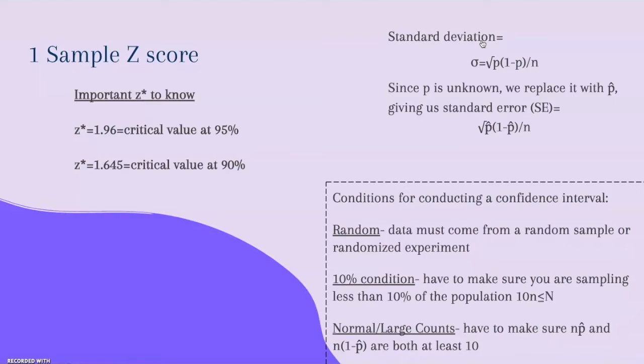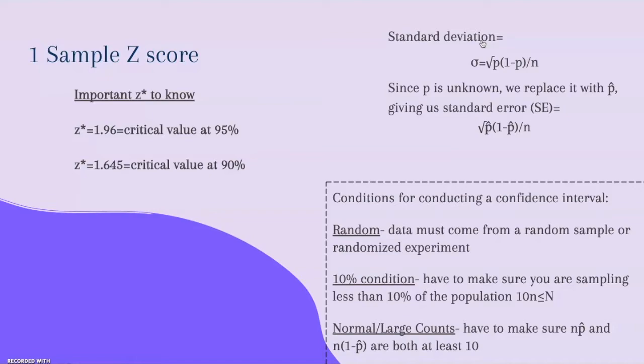And then here are the conditions for conducting a confidence interval. First one is going to be random. You have to make sure that the data comes from a random sample or a randomized experiment. You have to check the 10% condition. So that means you have to make sure that you're sampling less than 10% of the population. You can check that using this equation: 10n is less than or equal to big N. And basically the difference between those n's is that n is just the sample, big N is the whole population. And then you also have to check for normal/large counts.